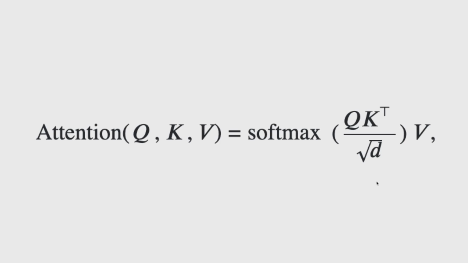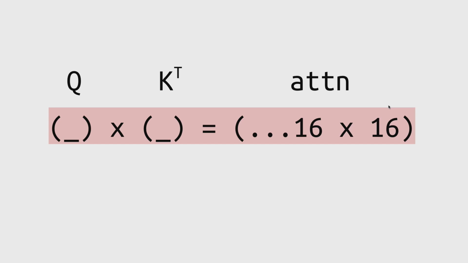Then when I look at the attention formula, I'm taking the Q matrix and multiplying it by K transpose. So I'm going to have Q times K transpose, and that's going to equal my attention scores. So whatever dimensions are being multiplied here, they have to end up with something that has a 16 by 16.